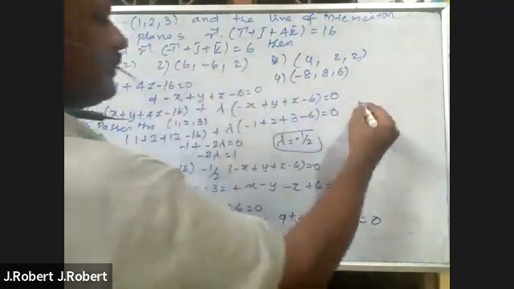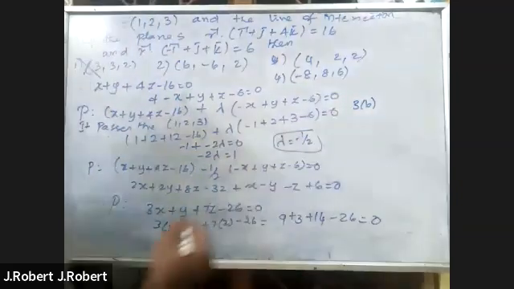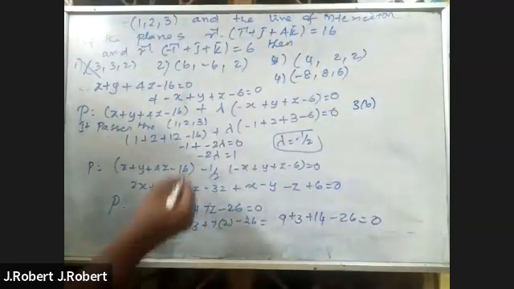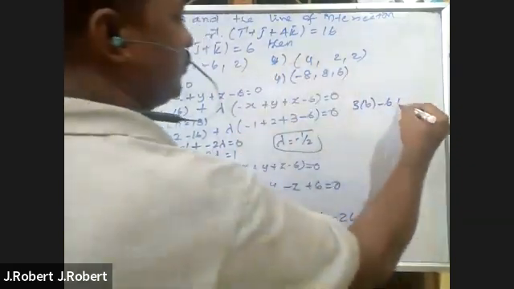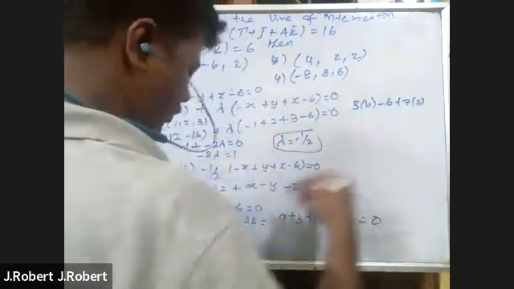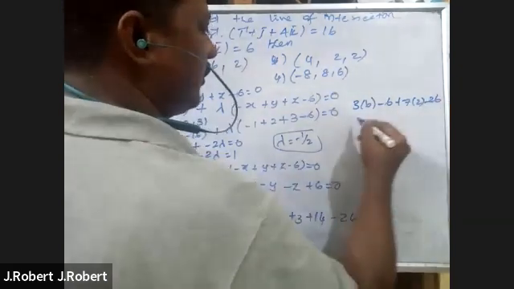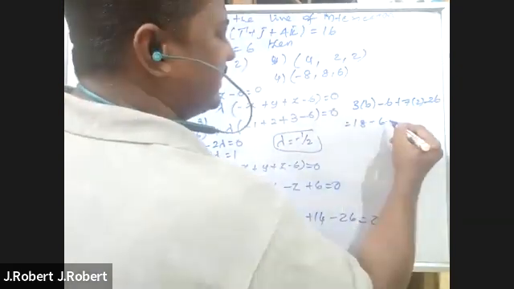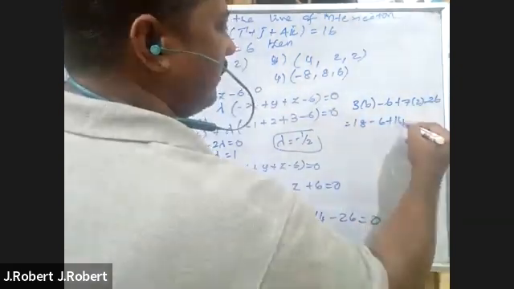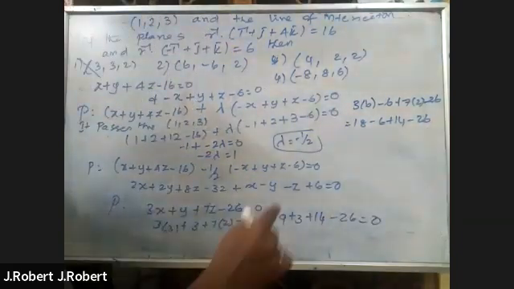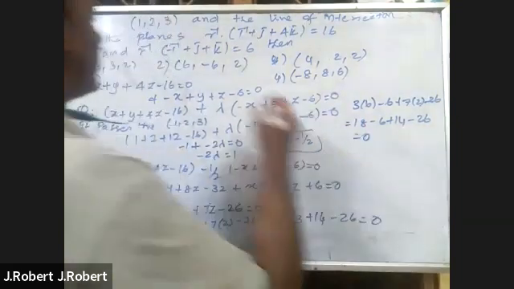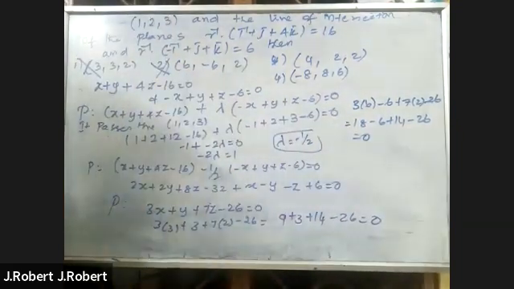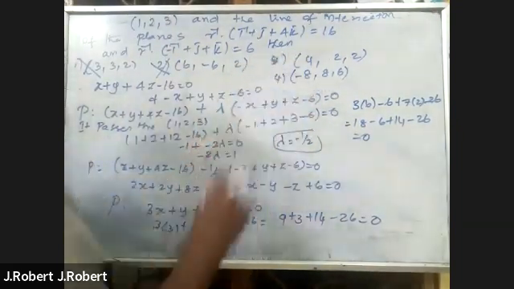Go for the second option. Second point: 3 into 6 plus minus 6, 7 into 2, minus 26. Now 18 minus 6 plus 14 minus 26. 18 minus 6 is 12, 12 plus 14 is 26, minus 26 is 0. This is also passing through the plane. Not applicable. Remaining two are there.